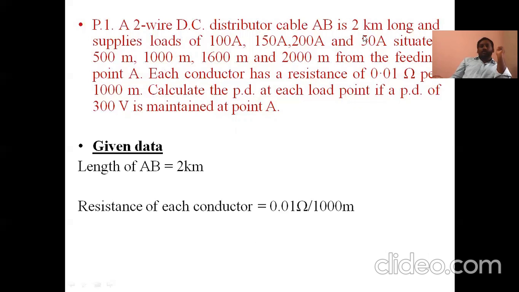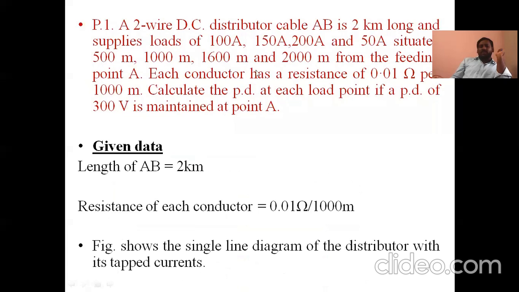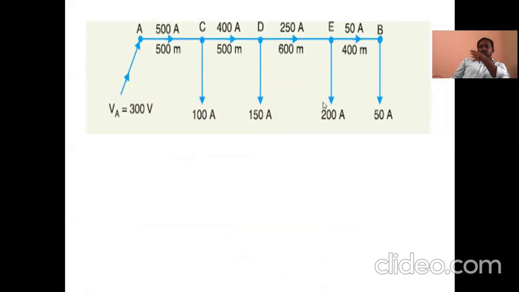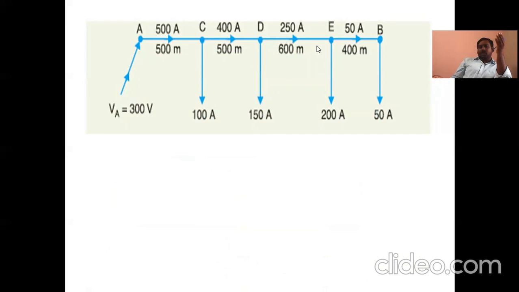The 2 kilometer line supplies a load of 100 amperes at 500 meters, 150 amperes at 1000 meters, and 50 amperes at the end. Then 200 amperes at 1600 meters, and for the next 400 meters, up to 2000, the section carries 50 amperes.